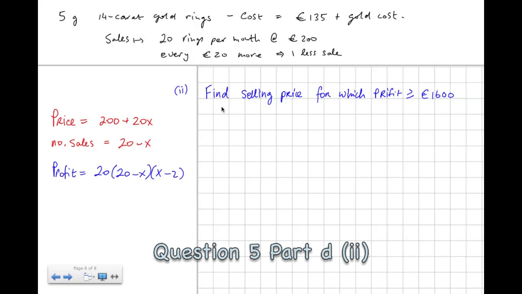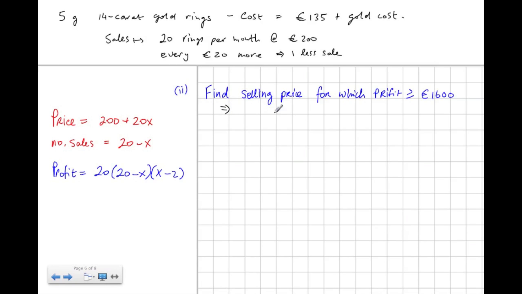Okay, this is part D of the question. Now find the selling price for which the profit must be greater than 1600. How would we go about this? Well, firstly, we know that the profit is greater than 1600 from part 1, the profit is 20 into 20 minus x times x minus 2. Now, if we divide both sides by 20, we see that this is greater than 80.